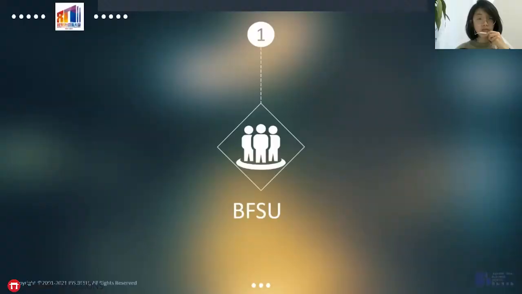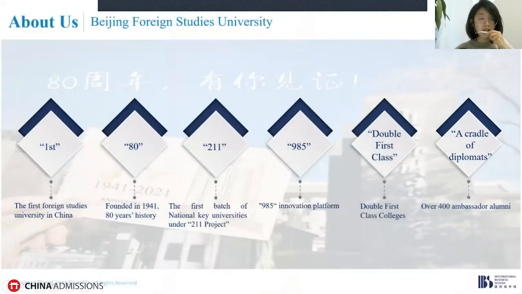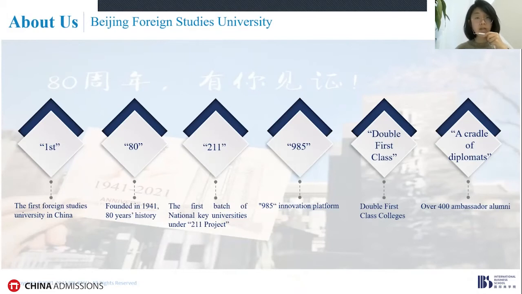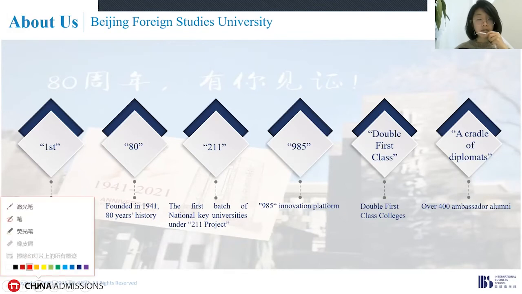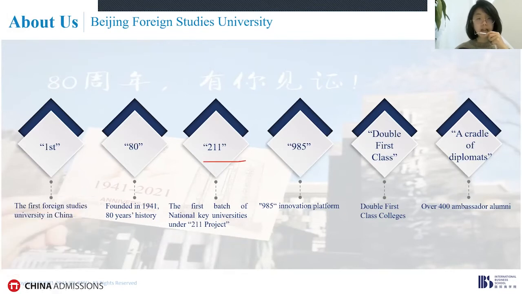First, I'm going to give you a short introduction about Beijing Foreign Studies University, BFSU. We are the first foreign studies university in China, and we were founded in 1941. This year is our 80th anniversary. We are a public university, belonging directly to the Education Ministry. We also belong to the 211 Project, 985 and Double First Class. These 3 labels mean the top universities in China.